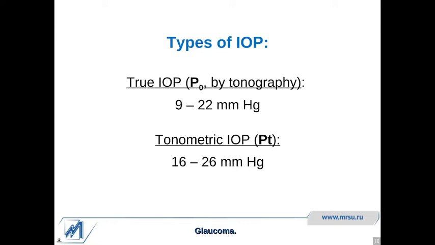There are two main types of intraocular pressure. Firstly, it is true IOP or P0. It is taken by tonography. The normal rate is from 9 to 22 millimeters Hg. And the second one is tonometric IOP. It is Pt. The normal rate is from 16 to 26 millimeters Hg.